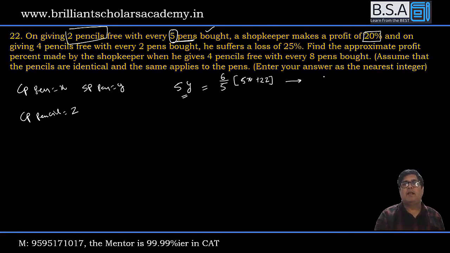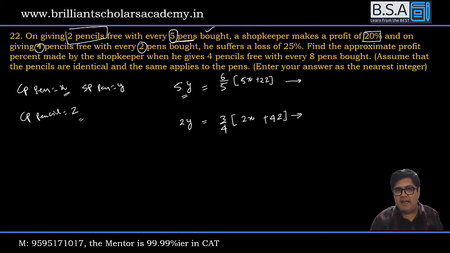Don't worry. Second case, how many pens were bought? 2 pens were bought. Left hand side is selling price, 2y. He suffers a 25% loss. What is 25% loss? 3/4. In the cost price, there will be pen as well as pencil. Pen, 2x rupees is the cost. Pencil, 4 pencils, the cost will be 4z.